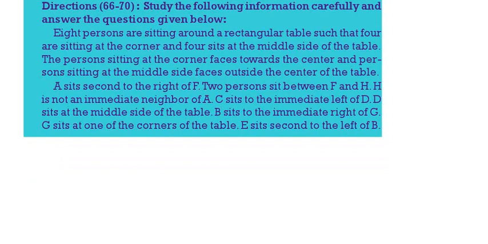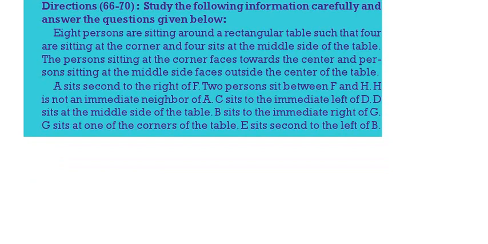Study the following information carefully, then answer the question. 8 persons are sitting around a rectangular table in such a way that 4 of them sit at 4 corners, 4 sit in the middle. The persons sitting at the corner face the center, while persons sitting in the middle face outside the center. A is sitting second to the right of F.